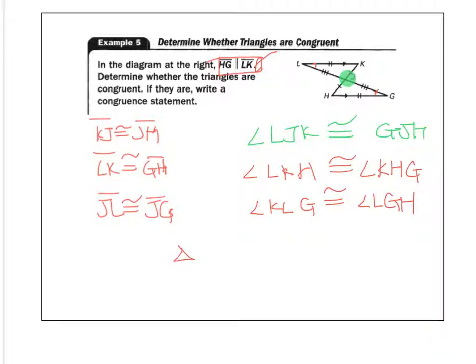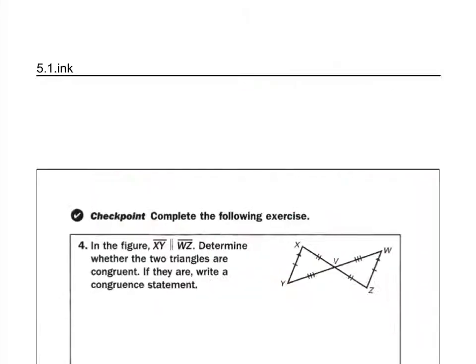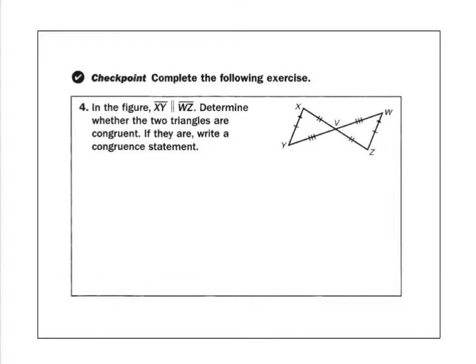Therefore, be careful with the sequence: triangle LJK is congruent to triangle GJH, and that is my congruence statement right here. That's it for this unit. Make sure you pause the video and finish all of your checkpoints and follow-up summary. Thank you, guys.